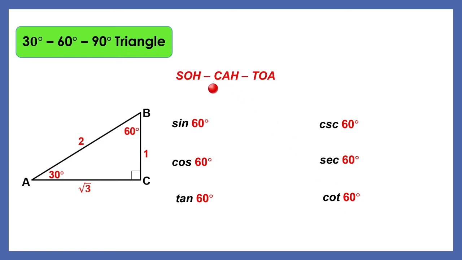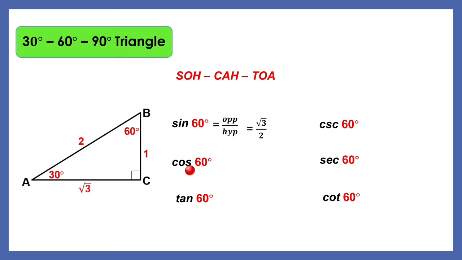So, SOH, para mahanap ang sine 60 degrees, it is equal to opposite over hypotenuse. So, this is our reference angle, 60 degrees. Ang opposite side measures square root of 3 and hypotenuse measures 2. Therefore, our ratio is square root of 3 over 2.